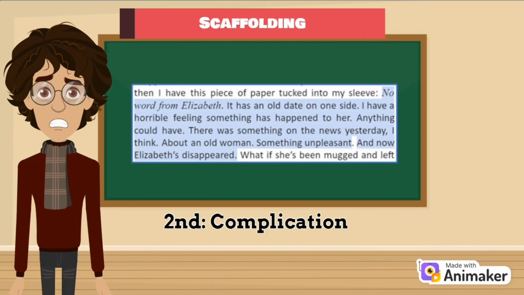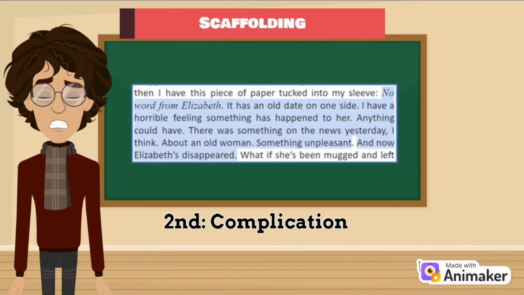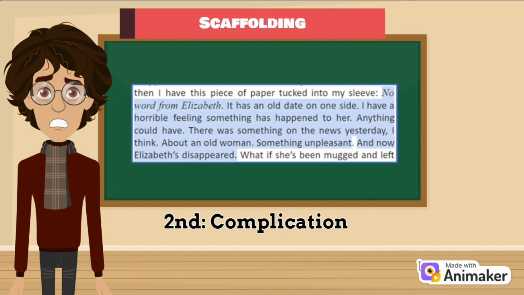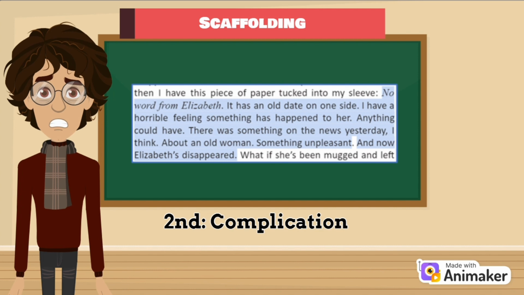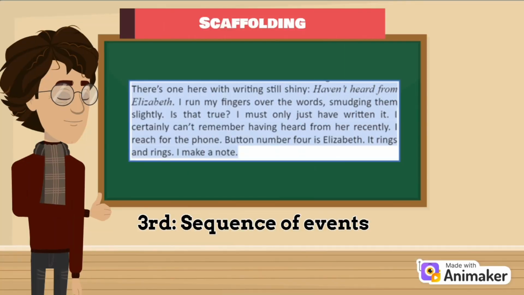Second, a complication, or the main problem that triggers the change of events. We can see that Elizabeth has gone missing and that Maud doesn't remember where she is. "I have a horrible feeling something has happened to her. Anything could have. There was something on the news yesterday, I think, about an old woman, something unpleasant, and now Elizabeth disappeared."